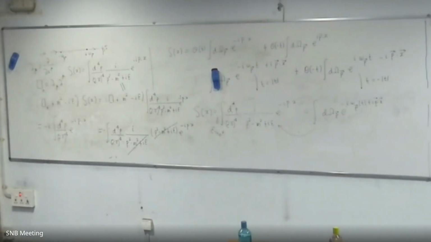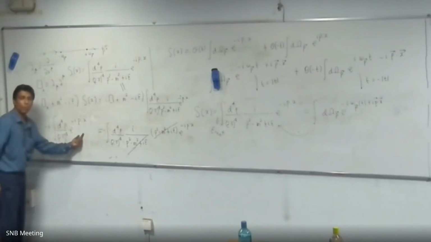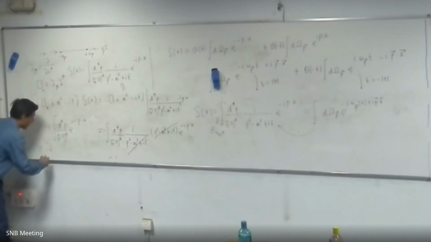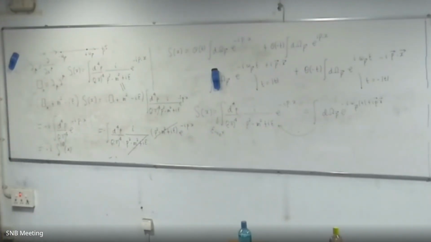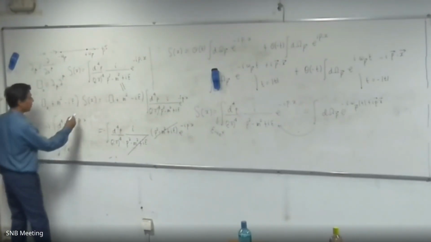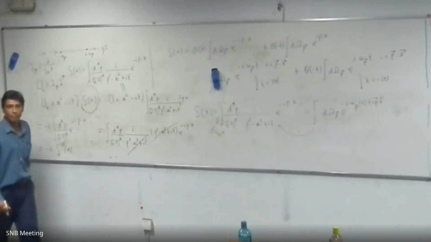And what is this? This is basically (2 pi)^4 times the delta function, so the 2 pi factor cancels. You get delta 4. So this actually proves that this function is really a Green's function.